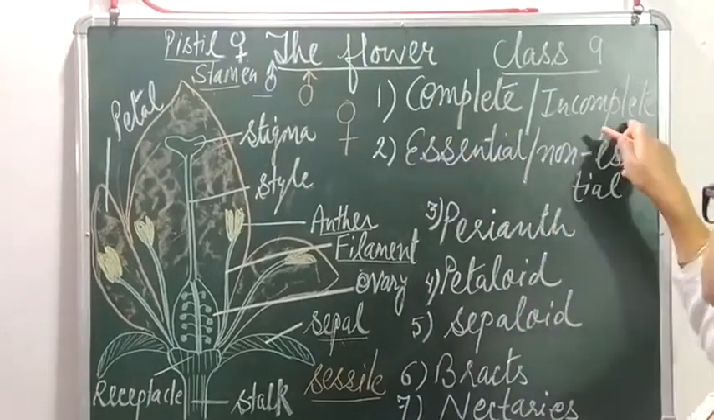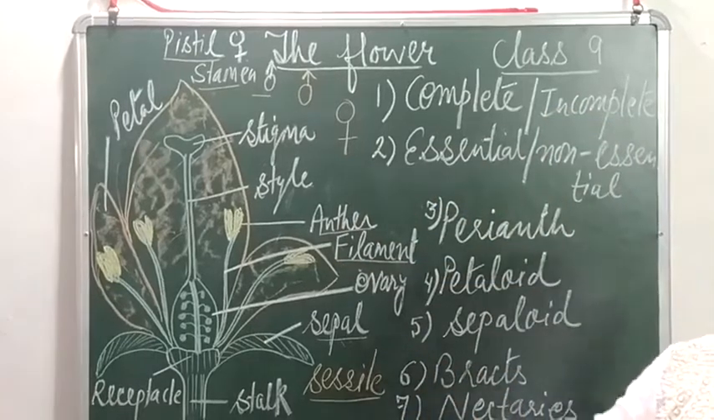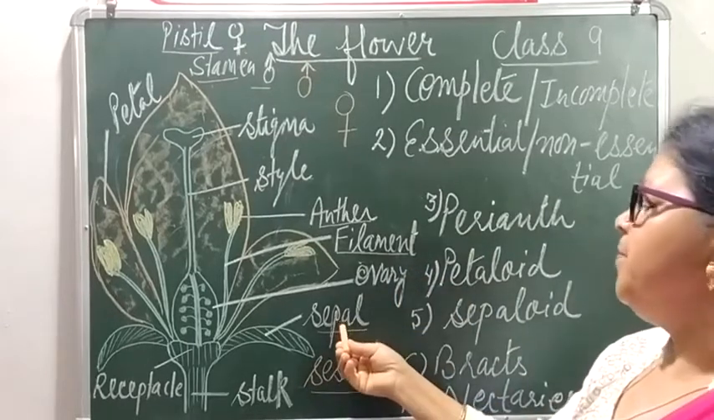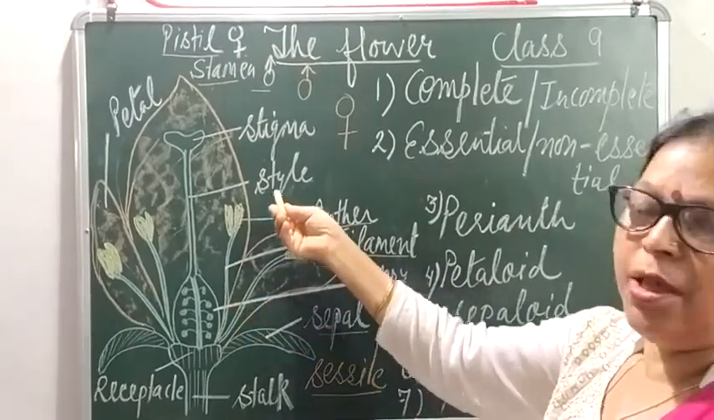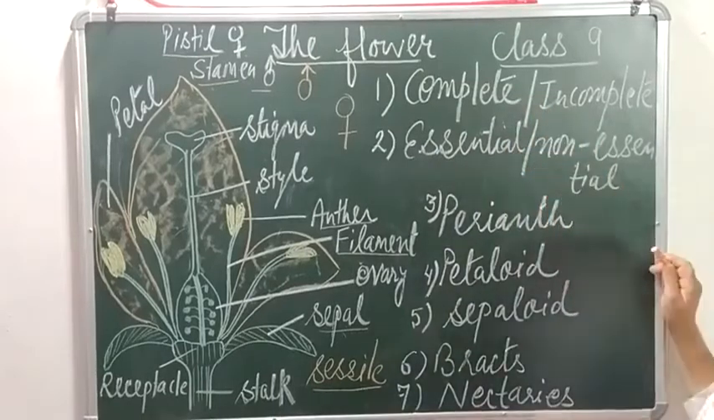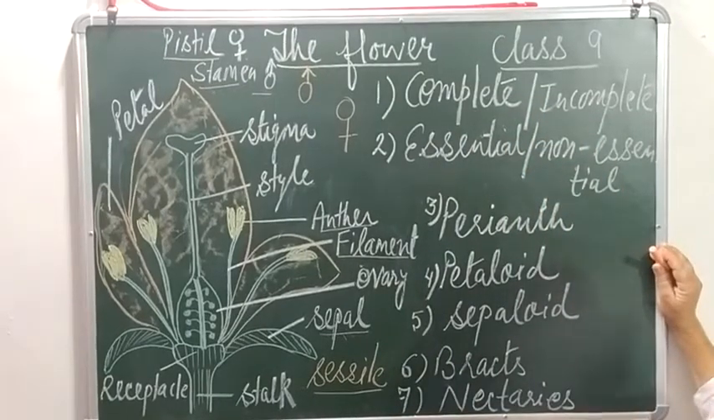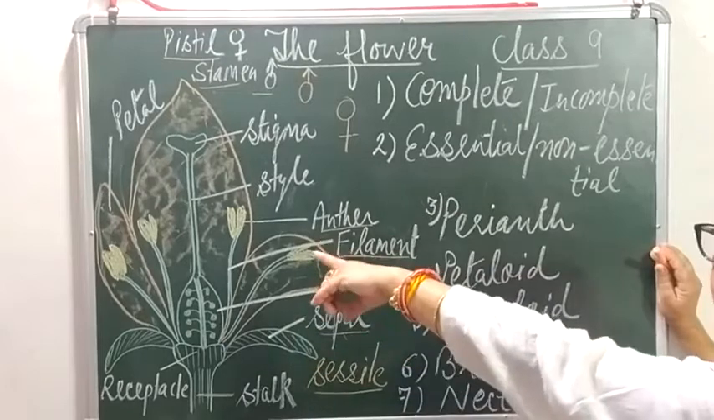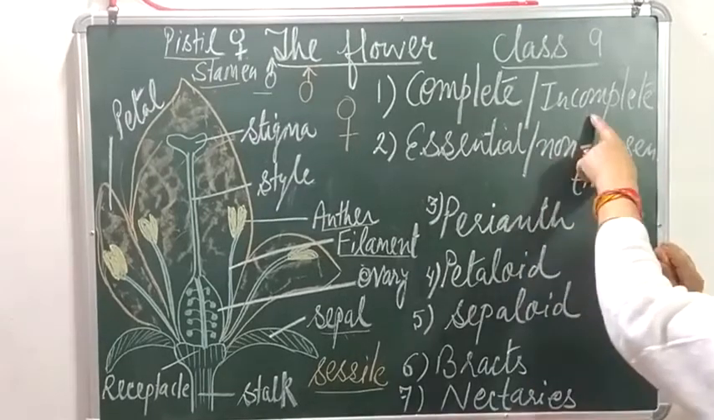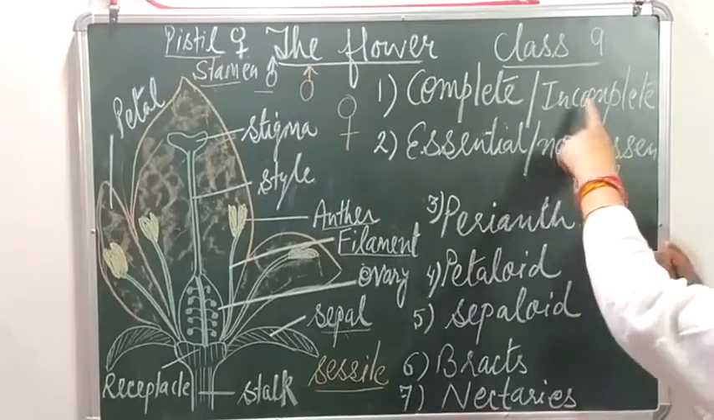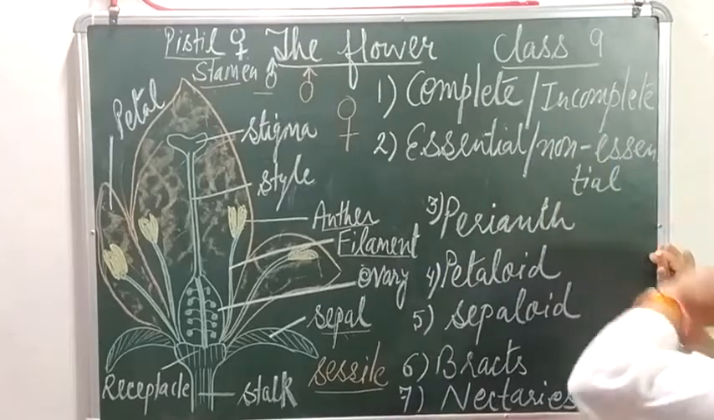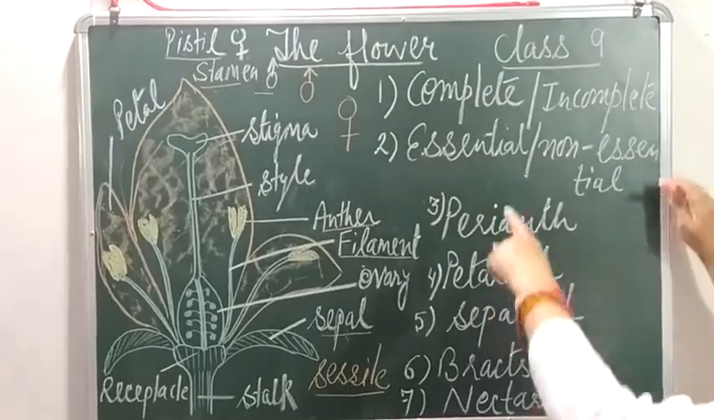What is a complete or incomplete flower? As you can see in this flower, all four whorls are present, all four parts are present. That means sepals, petals, stamen and pistil are present on the same flower. So this flower is called the complete flower, or it is also called a perfect flower. If any part is missing in a flower, that flower is called incomplete or imperfect. So complete means all four floral parts are there, and incomplete means if any part is missing in a flower.